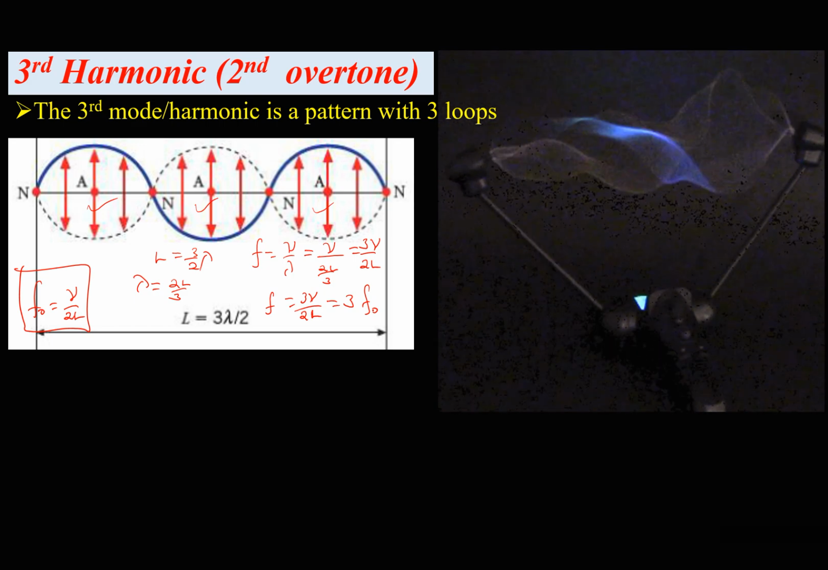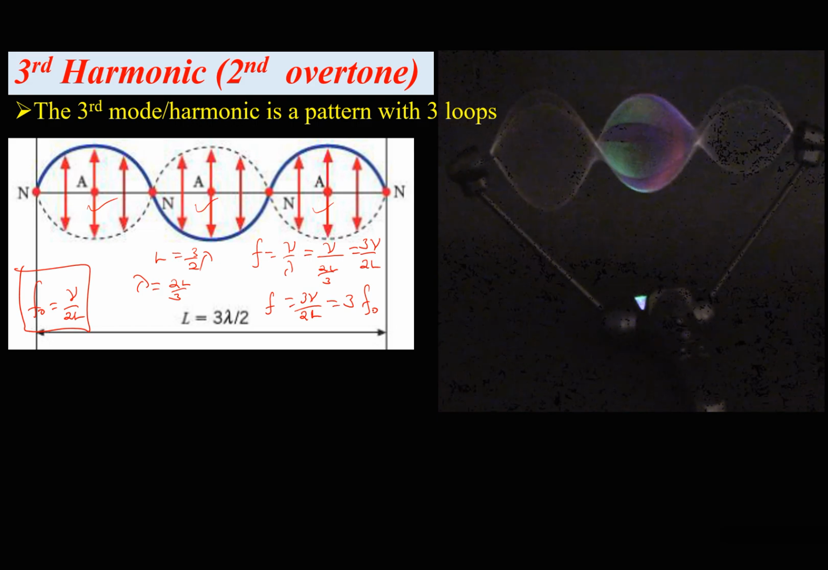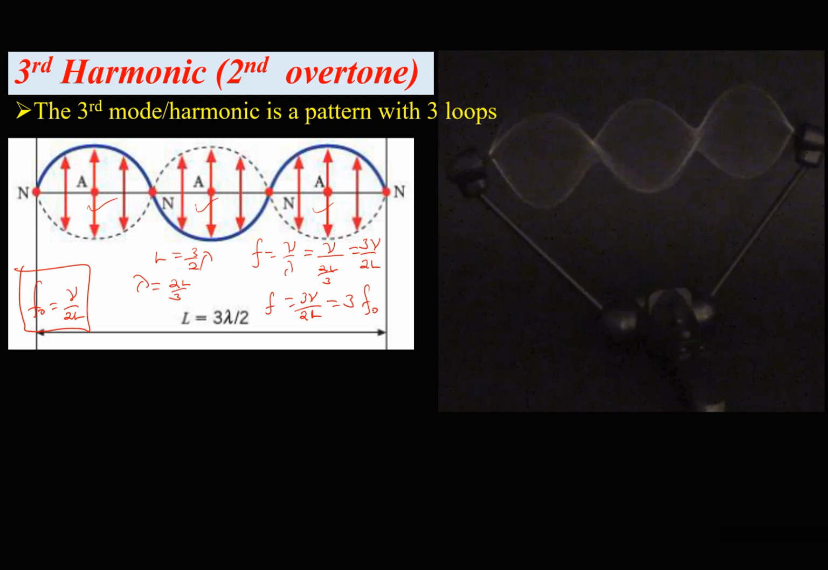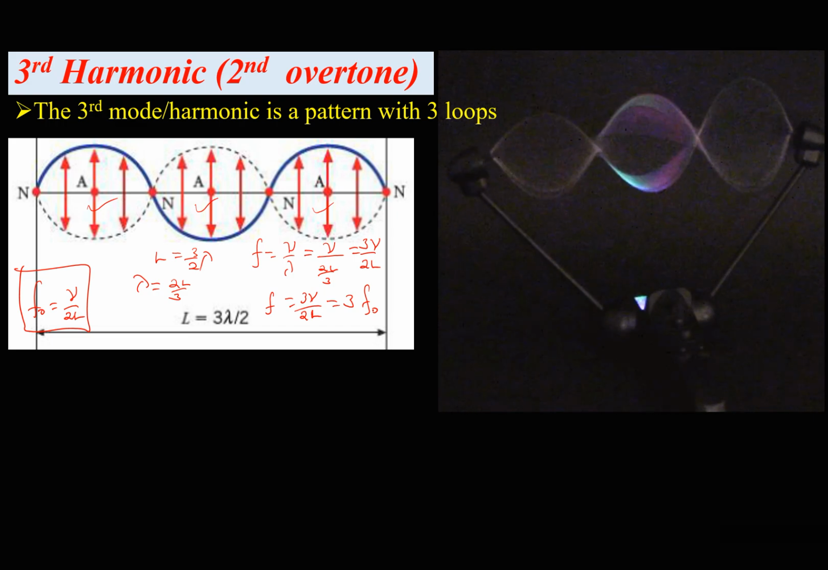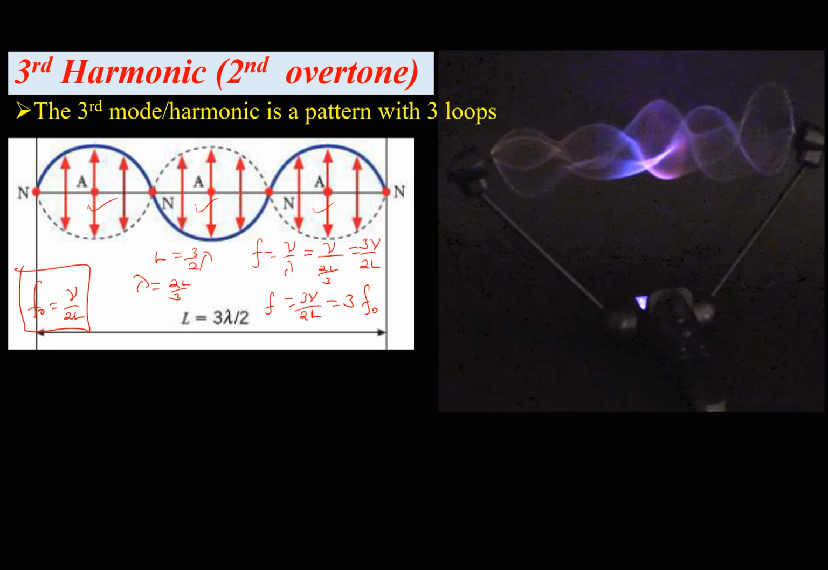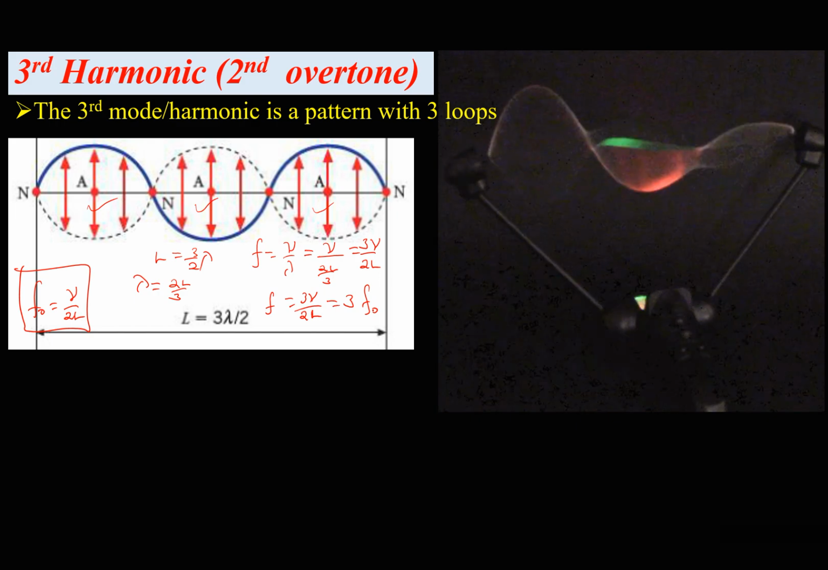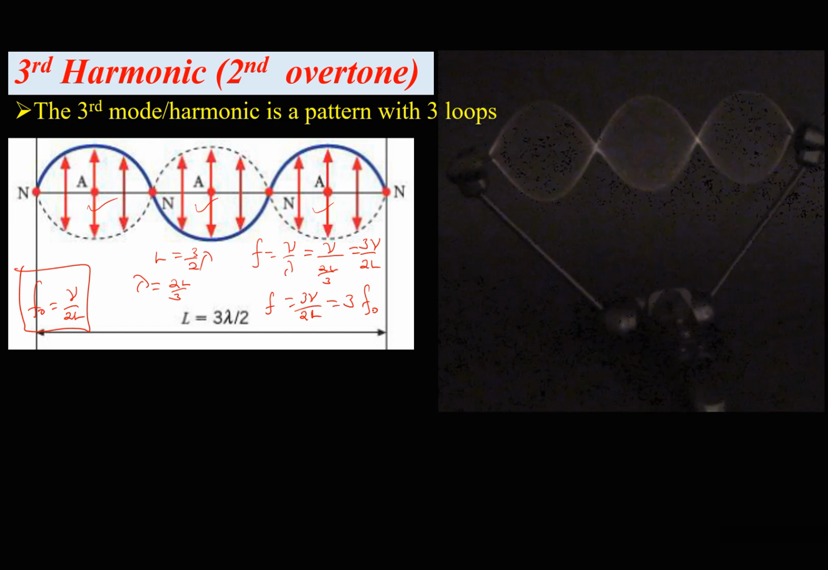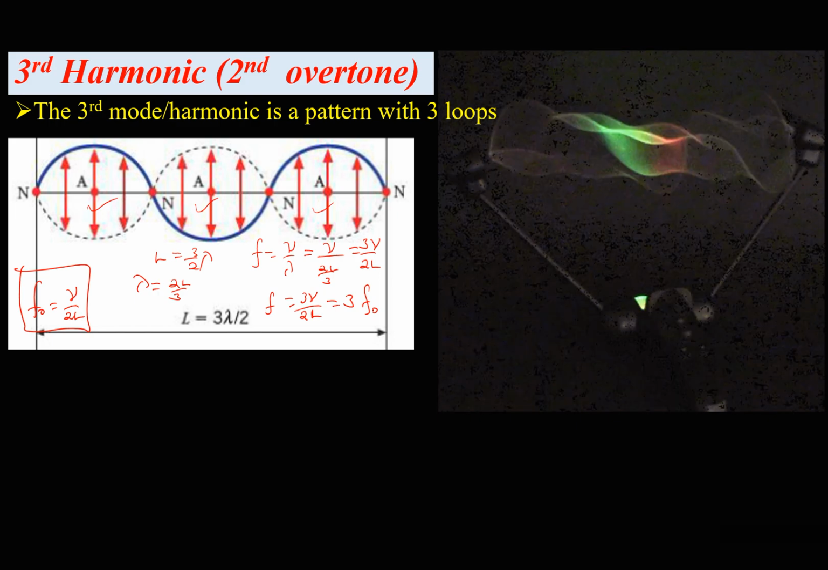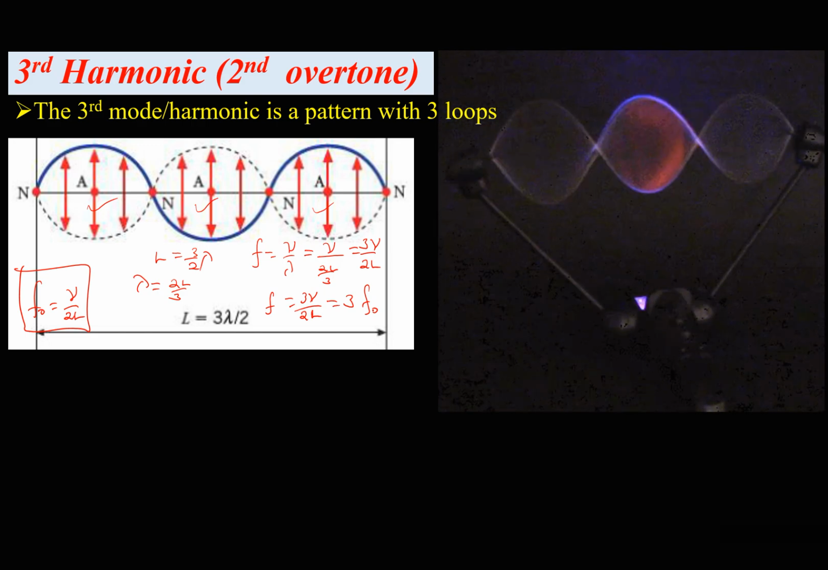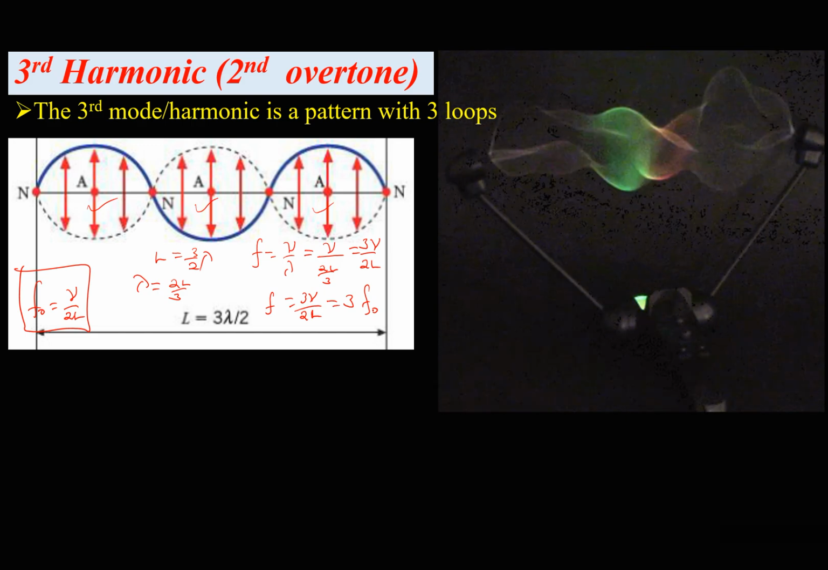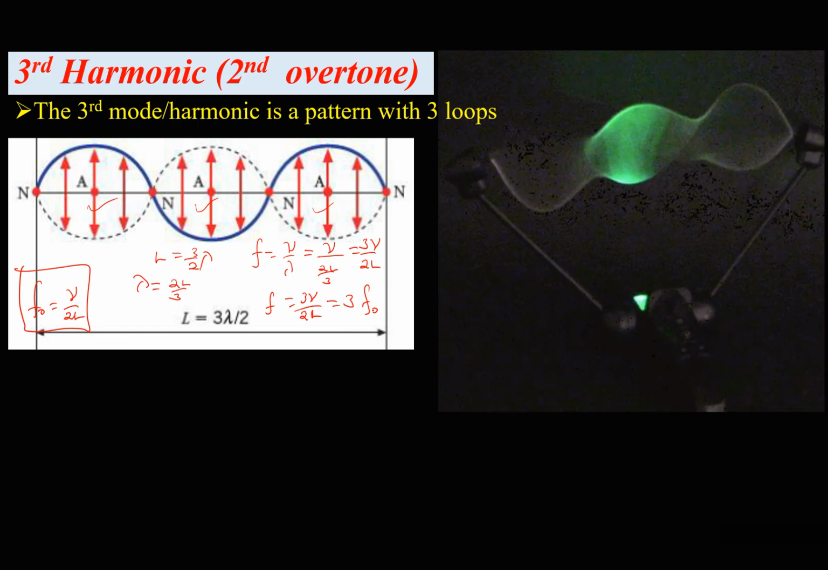Now the third harmonic is called the second overtone. Remember, overtone is the frequency above fundamental. The first frequency above fundamental is the first overtone. The second frequency above fundamental is the second overtone. But the first overtone was the second harmonic, and the second overtone is the third harmonic. The third overtone would be the fourth harmonic, and so on and so forth. But like I said, you may not always use the terms harmonic and overtone in this curriculum.